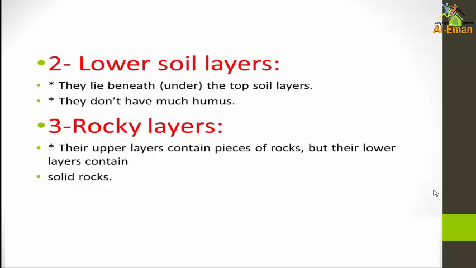The lower soil layers lie beneath the topsoil layers, and they don't have much humus. If you look at rocky layers, their upper layer contains pieces of rocks, but their lower layer contains solid rocks. That's all for our lesson today.